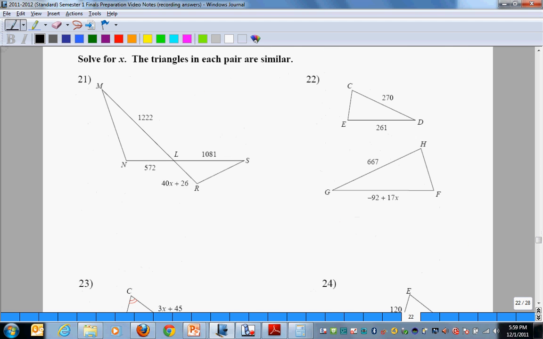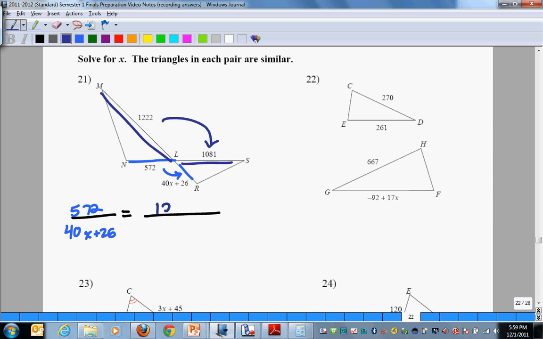Number 21, match and mirror. So here we're going to go short over short. This way. So we're going to go 572 over 40, x plus 26 equals, again, match and mirror, 1,222 and 1,081. We're going to cross multiply.